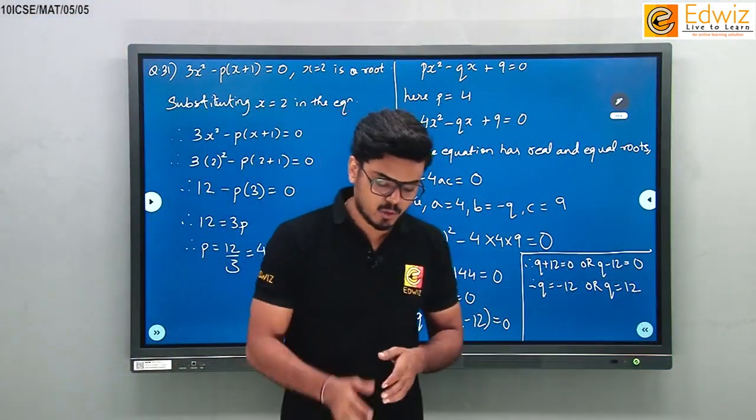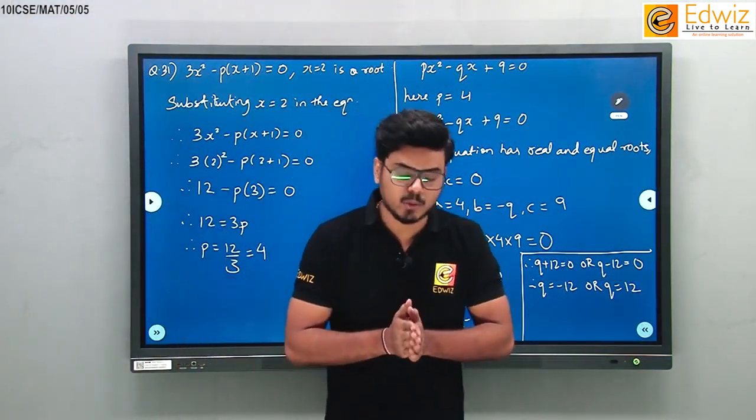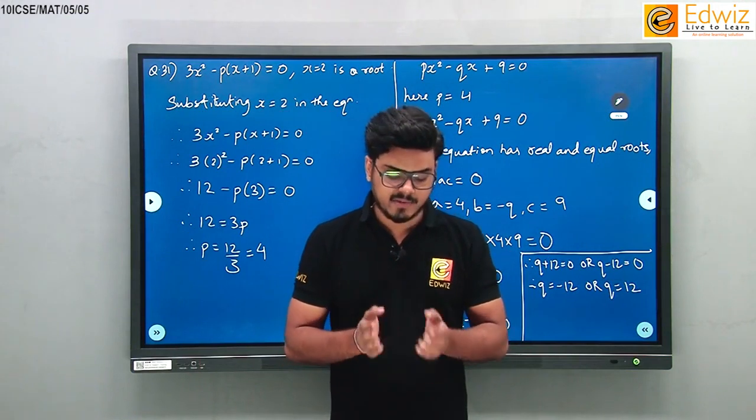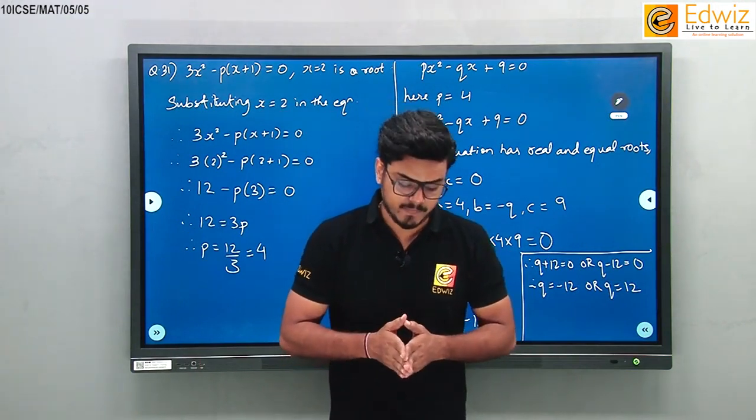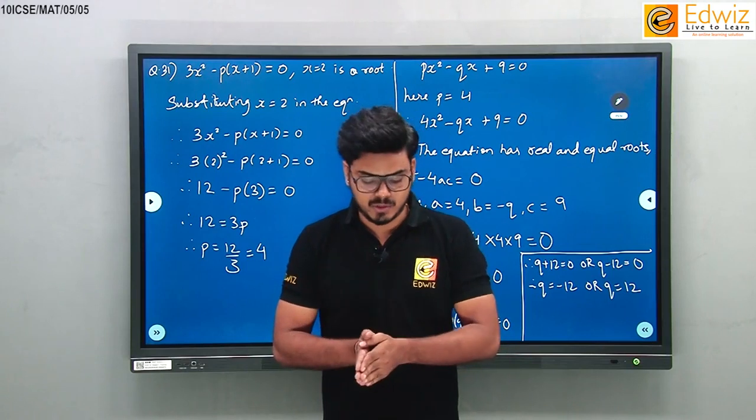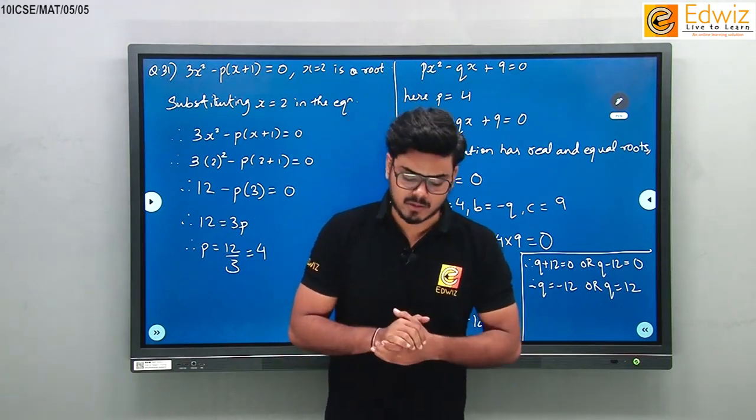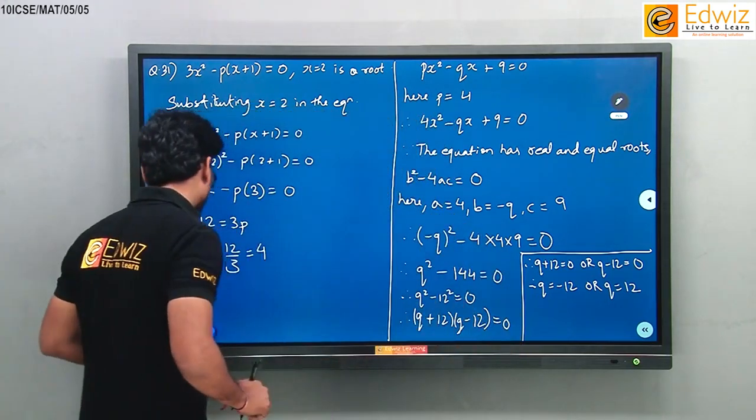Alright students, let us go to the next question, that is question number 32 now. So in question number 32, they have given us an equation that we need to solve. Okay, if x is not equal to 0 and a is not equal to 0, solve. Let me write the equation here.